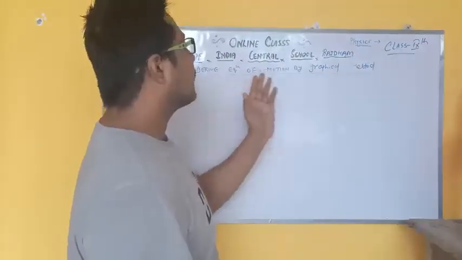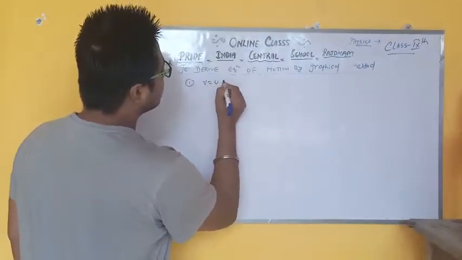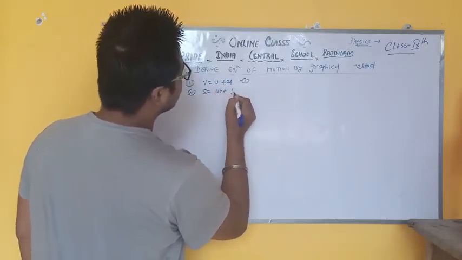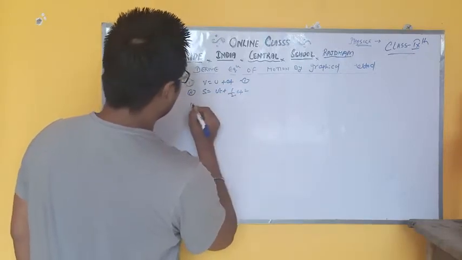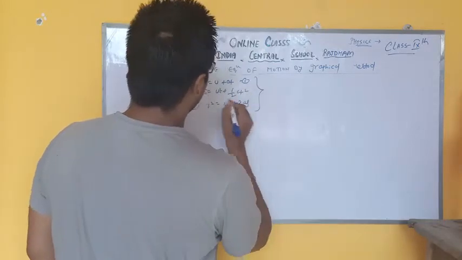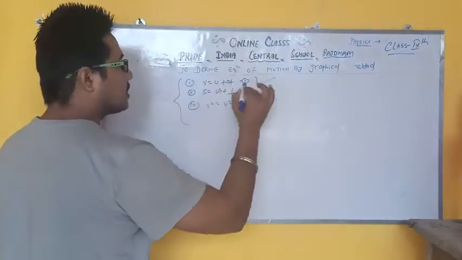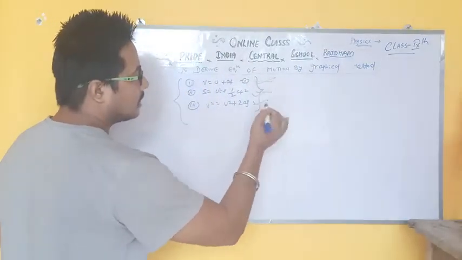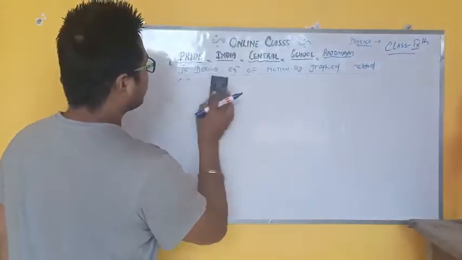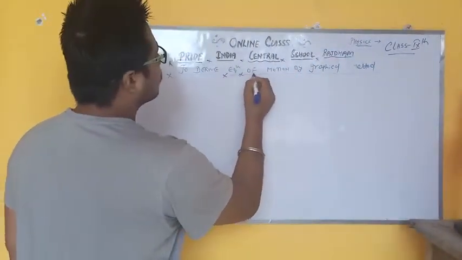So let us see how to derive the equations of motion by graphical methods. We have three equations of motion. First is v = u + at. Second is s = ut + ½at². And third is v² = u² + 2as. This is the first, this is the second, and this is the third. We will derive first this, then this, and then this, the three equations of motion. Okay?